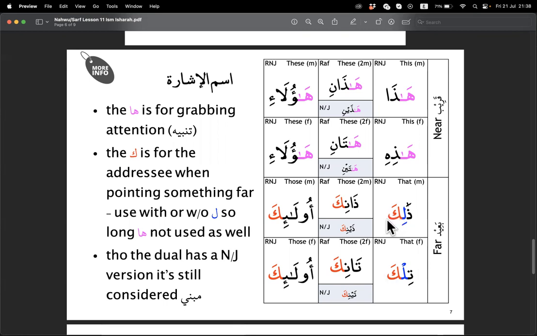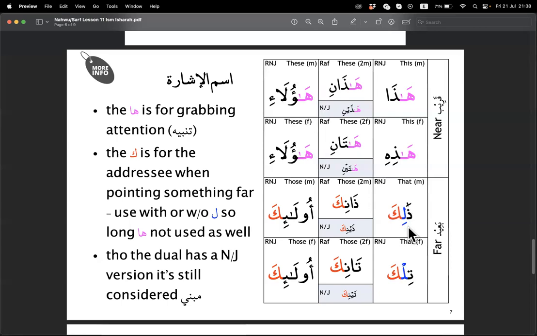Then the lam is called lam bu'd. This is for pointing at something far away. That's why it's at the far, it's not here. We don't say ha-dhalika. This lam cannot come with this ha. You use ha alone, you cannot use it with the lam. But you can use the dha and kaf without the lam.